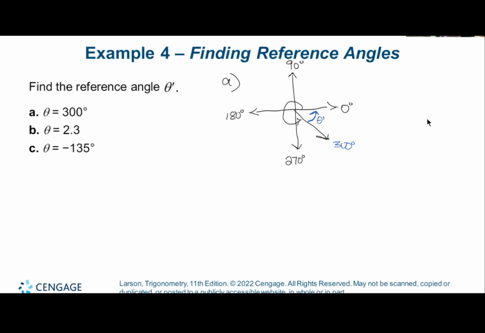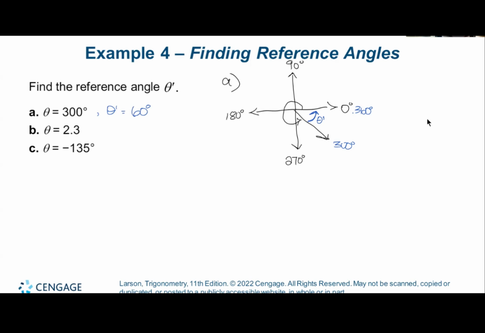If you like the step-by-step equation, here you would take 360 and subtract our angle 300. I usually just think, how far do I have to go from 300 to get back to the x-axis? How far from 300 to 360? That's 60 degrees. So the reference angle for 300 degrees is 60 degrees. You can double check yourself. Your reference angle should be a positive acute angle. So if you end up with something negative or something bigger than 90 degrees, then you may have subtracted the wrong thing. All right, let's take a look at B.